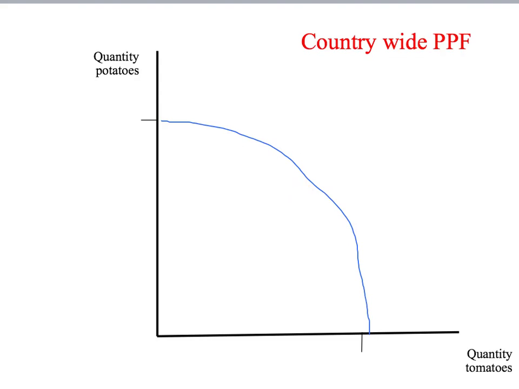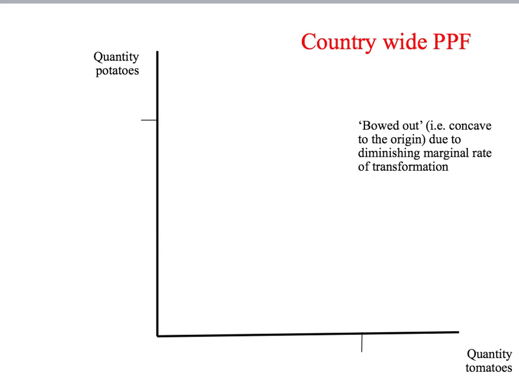And eventually, as you get lots and lots of tomatoes and very few potatoes, the opportunity cost for the country becomes very high. People who are really great potato farmers and terrible tomato farmers, well, the only way the country can get more tomatoes is by having those people produce more tomatoes and producing fewer potatoes. And this is reflected in the shape of the countrywide production possibilities frontier.